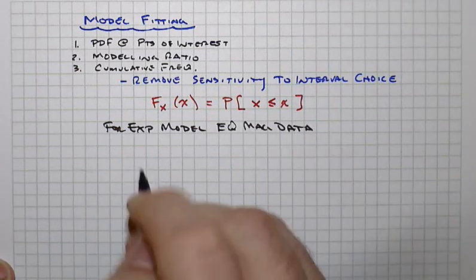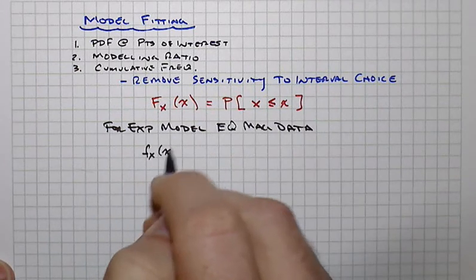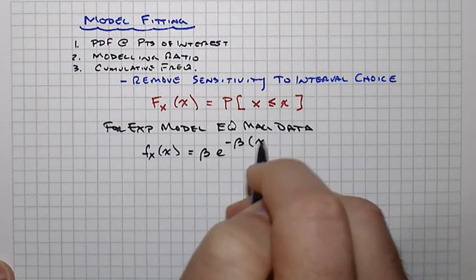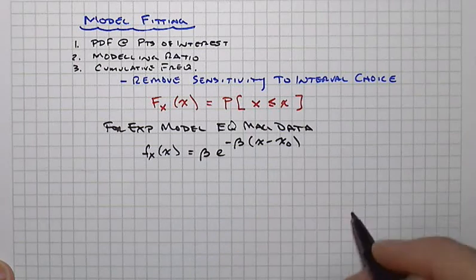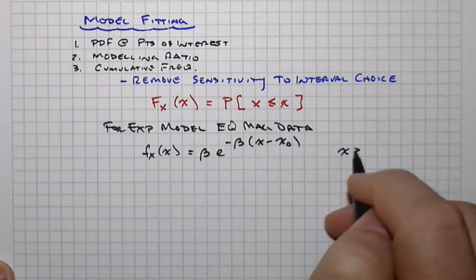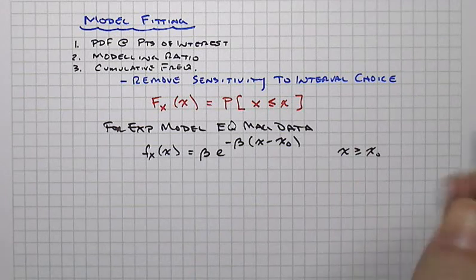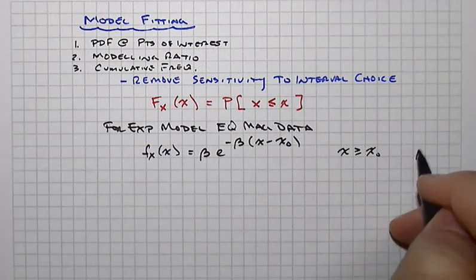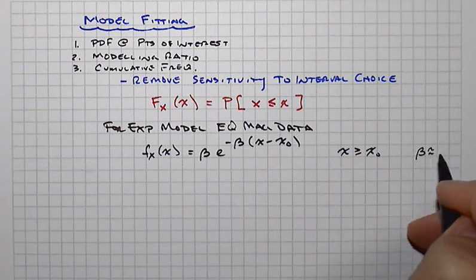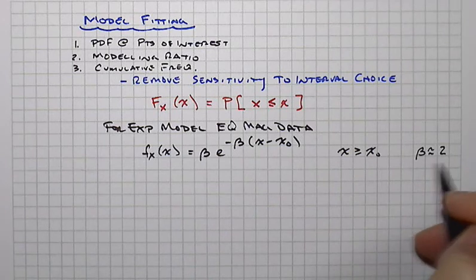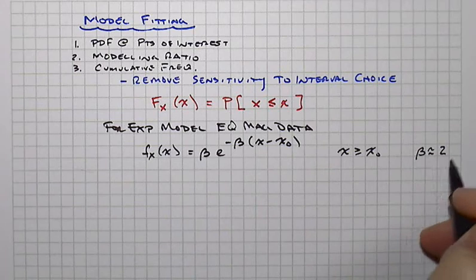remember we had f of x equal to beta e to the minus beta times x minus x naught, where x naught was our shift value, and we had set that equal to 3.75, the center of our lowest bin. And we had found, as we looked around those other approaches, that our beta was approximately equal to 2. That was from our discrete model approaches as we translated it on into the exponential model.